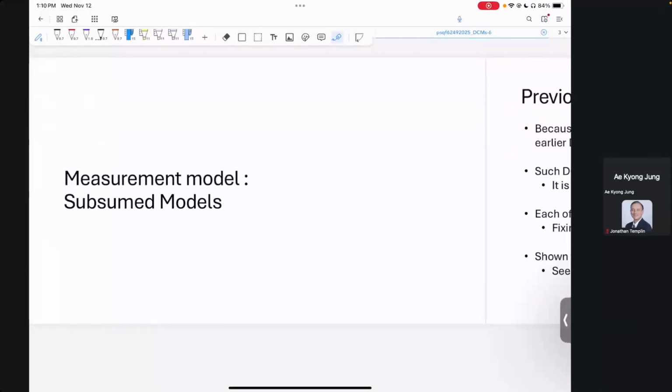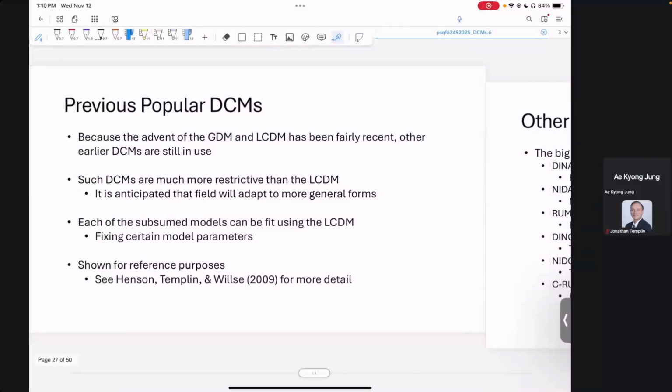Let's see the subsumed models of the LCDM. Because the LCDM is a general model, we can specify other subsumed models by constraining certain parameters. The GDM and LCDM are fairly recent, and other earlier DCMs are still used. DCMs like DINA, DINO, and the compensatory reparameterized unified model are much more restrictive than the LCDM, and it's anticipated that the field will adopt more general forms. Each of the subsumed models can be fit using the LCDM by fixing certain model parameters. You can see the details in this reference.